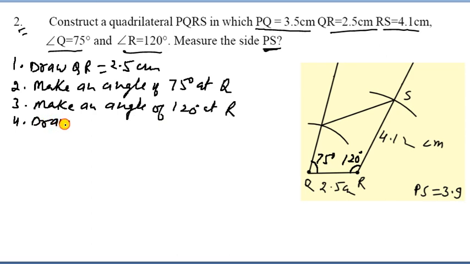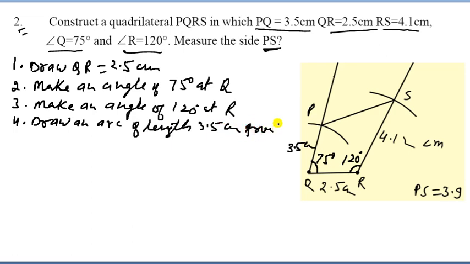Now fourth point, draw an arc of length PQ. It is 3.5 centimeters. So you have to write 3.5 centimeters of length. Draw an arc of length 3.5 centimeters from Q.